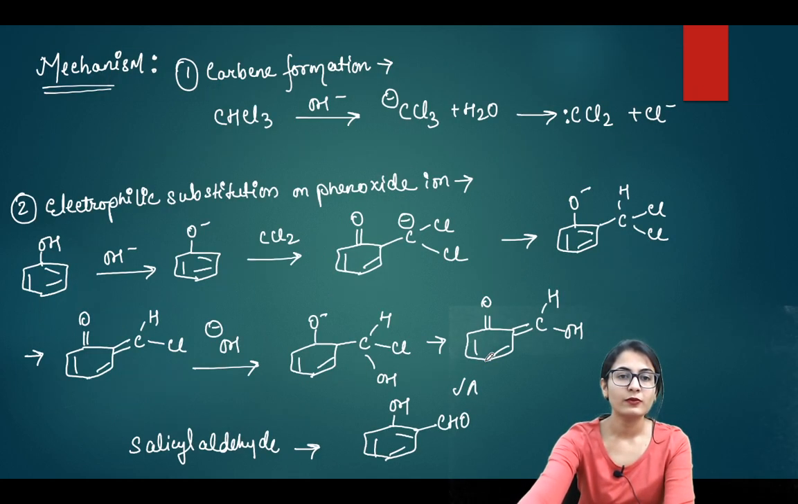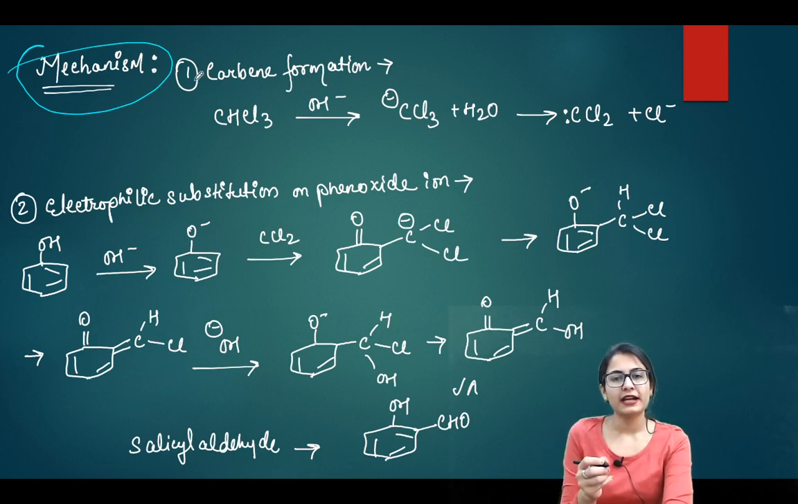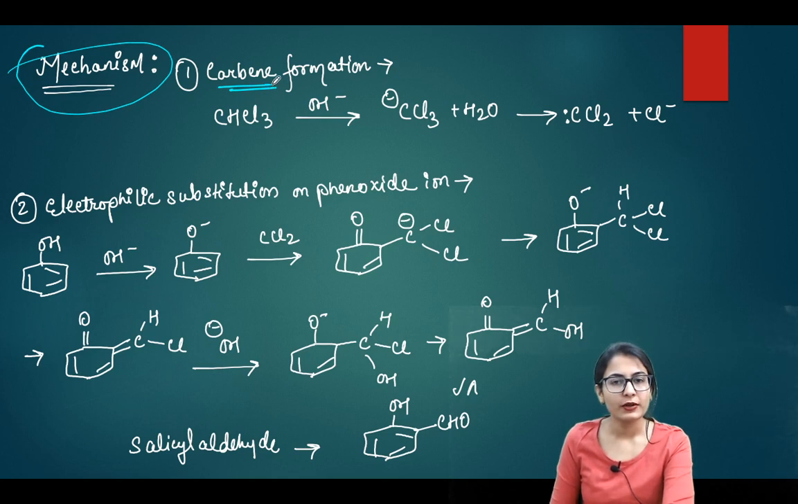Very well, so we move on to the next slide and see the mechanism of this reaction, which is very important. So yes, what is it? First step of the reaction: why are we taking the chloroform in the presence of the alkaline medium? That is because we want the carbene formation. Okay, so the carbene is getting formed how?